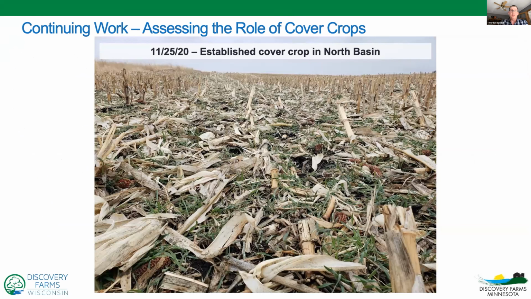And so here's a picture from this last fall, when the change occurred, where we had cover crops flown on the North Basin and not on the South Basin. And you can see some cereal rye starting to establish there in November.